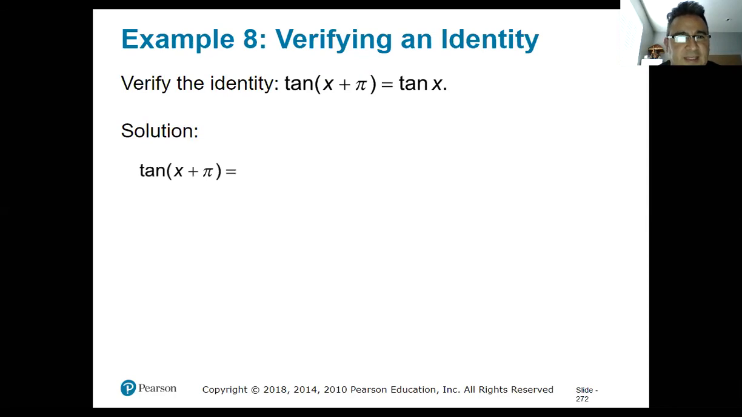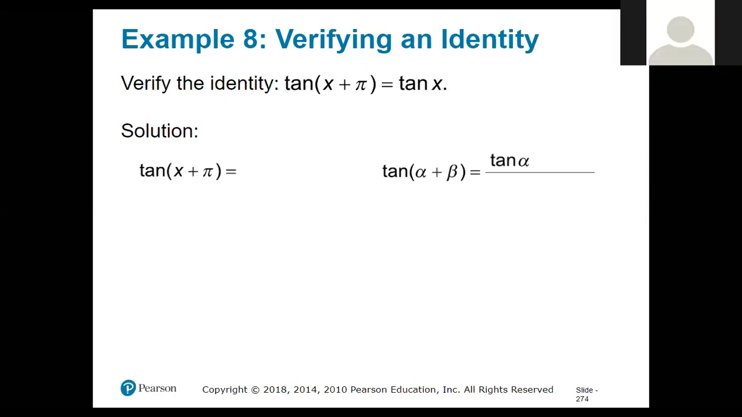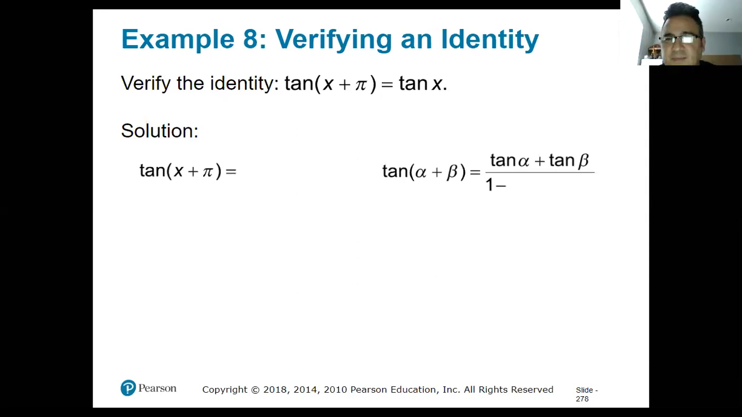So we have the tangent of x plus pi, right? Well, we just talked about the formula, right? Tangent of alpha plus beta is what? Tangent of alpha plus tangent of beta over 1 minus tangent of alpha times tangent of beta. Very good. So I'm applying the same thing to x and pi, right? So it should be what?